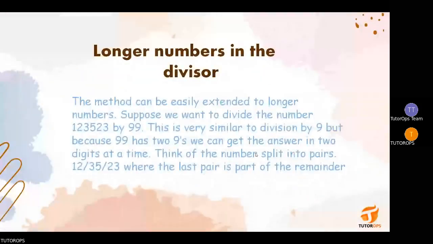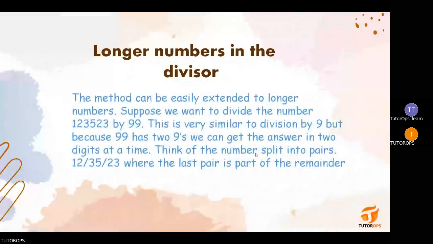Now I will take another example of division, which is called longer numbers in the division. That means I am not taking the divisors as 7, 8, 9, etc. I am taking the divisors as a long number. Now, what can be done in this situation? The method that I have done with divisibility by 9, the method can be easily extended to longer numbers also.